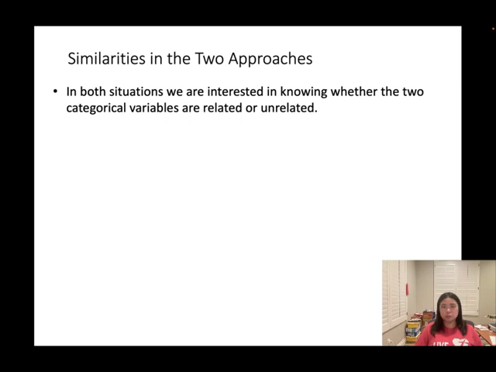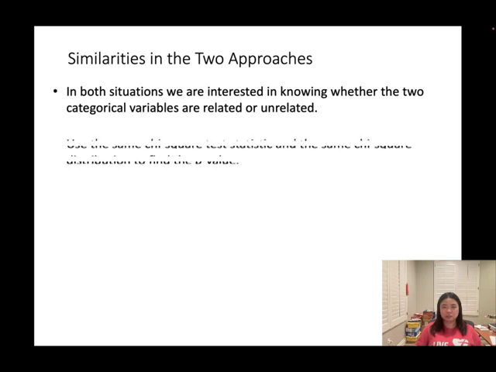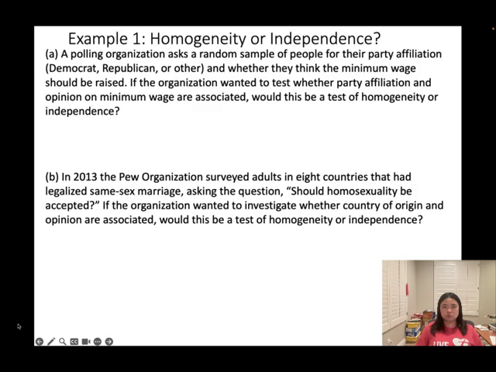Similarities in the two approaches. In both situations, we are interested in knowing whether the two categorical variables are related or unrelated. So we'll be using the chi-square test statistic and the same chi-square distribution to find the p-value. Try this example. Just let me know if this is the test of homogeneity or test of independence.